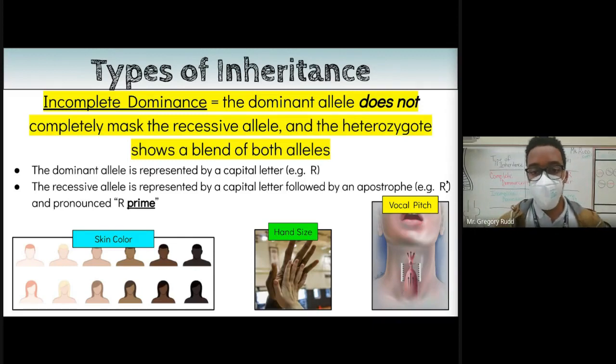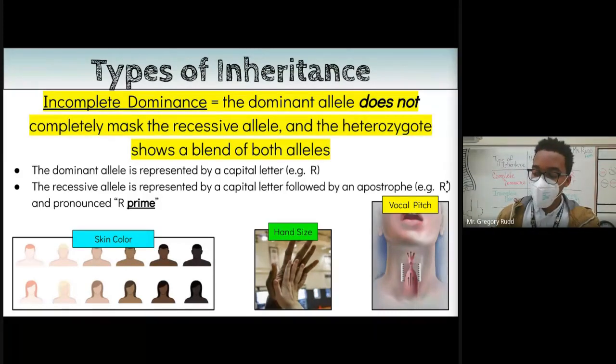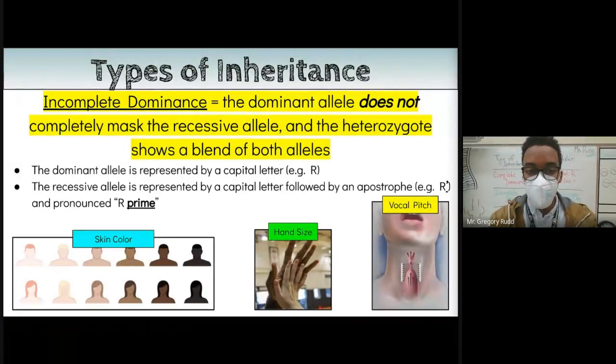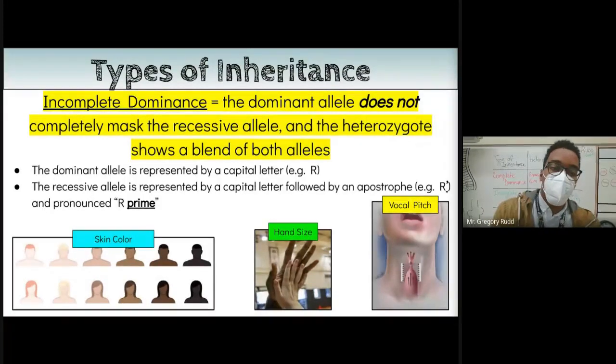Okay, so I'll move out of the way eventually, but let's move on. So we've got a few examples down there at the bottom of the screen, and these are just for human traits. We see this happening. We see incomplete dominance a lot when it comes to other animal species as well as plant species.